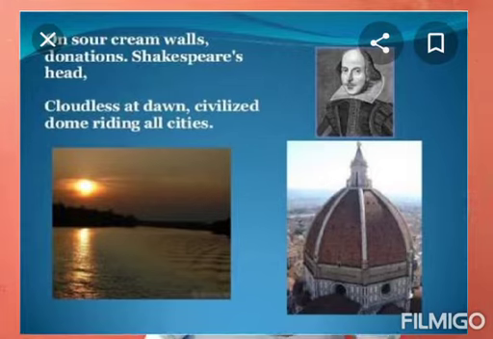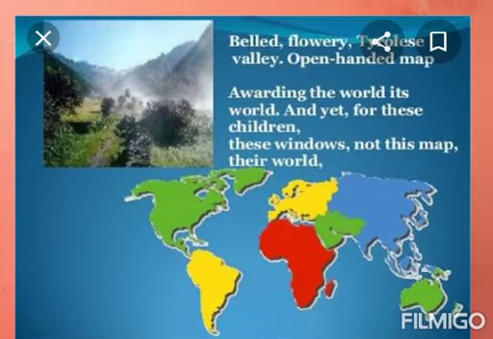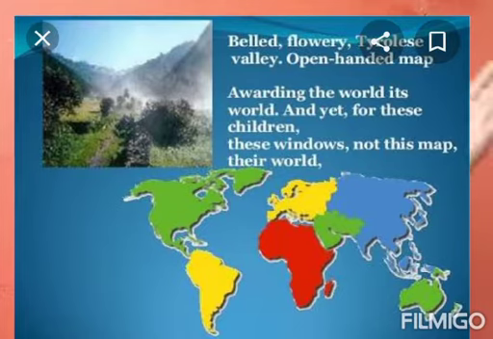Picture after picture, you must see inside the classroom. So, I will tell you what other pictures were there. There is also a picture of the beautiful Tyrol Valley, a region in the Austrian Alpine province covered with flowers. The world map, which divides the world into countries, big and small, symbolically shows the whole world to the children.